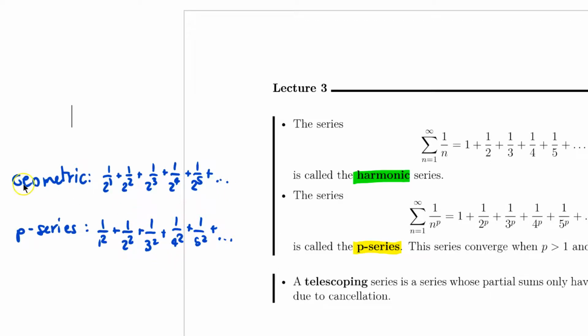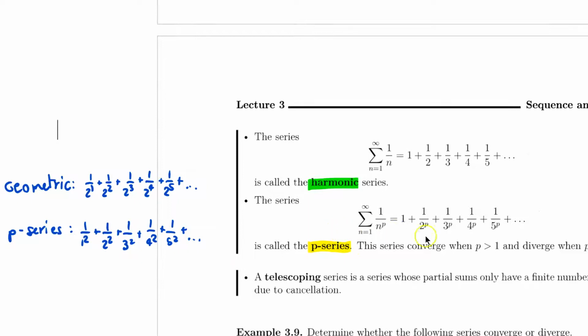Note that in the geometric series, my base stays the same, so it's just going to be the same base 2 here, but my exponent changed. So my exponent changed from 1 to 2 to 3 to 4 to 5 and so on. But when we have the p-series, the exponent now stays the same. So the exponent is always going to be 2 here, and then my base is going to change: 1, 2, 3, 4, 5, and so on. And that's what happens here. My exponent is going to be p. So it's going to stay the same, but my base is going to change from 1 to 2 to 3 to 4 to 5 and so on.